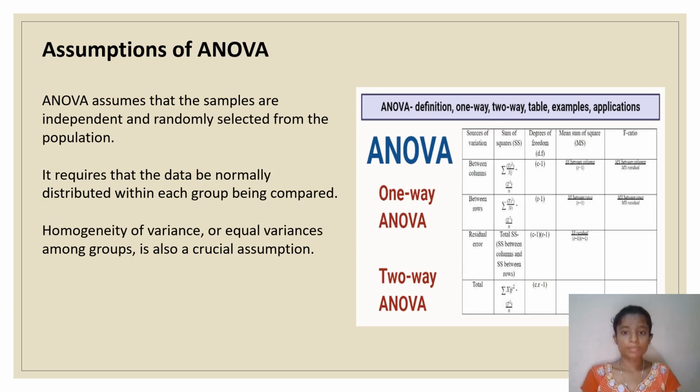Assumptions of ANOVA. ANOVA assumes that the samples are independent and randomly selected from the population. It requires the data to be normally distributed within each group being compared. Homogeneity of variance, or equal variances among groups, is also a crucial assumption.